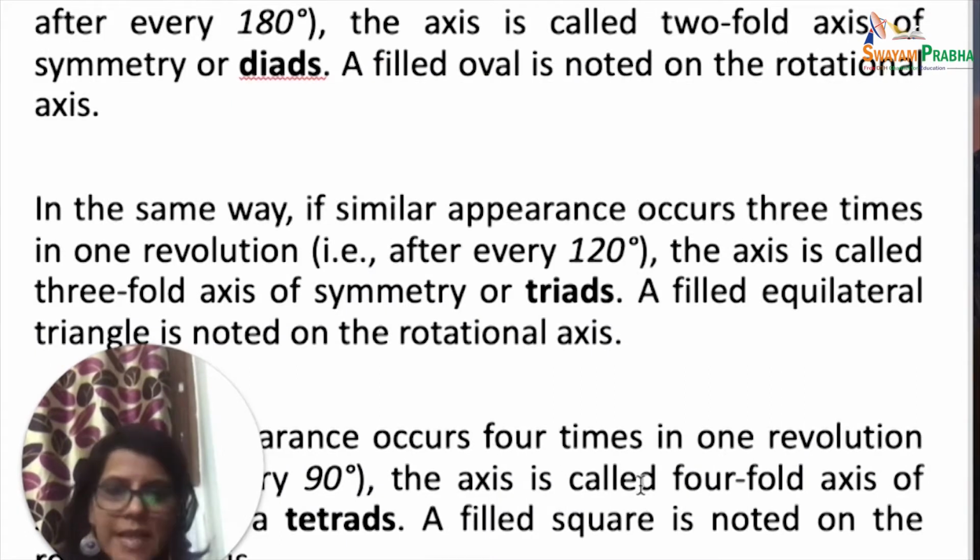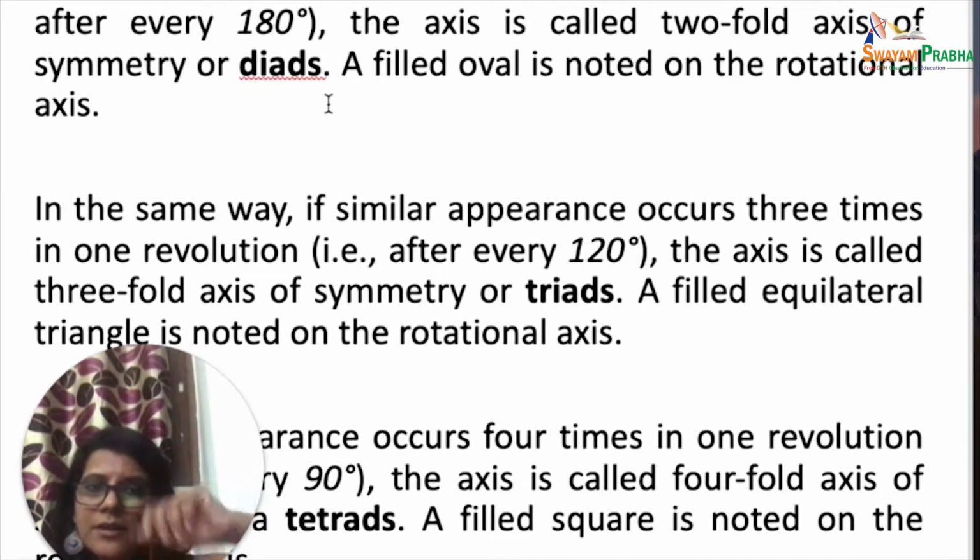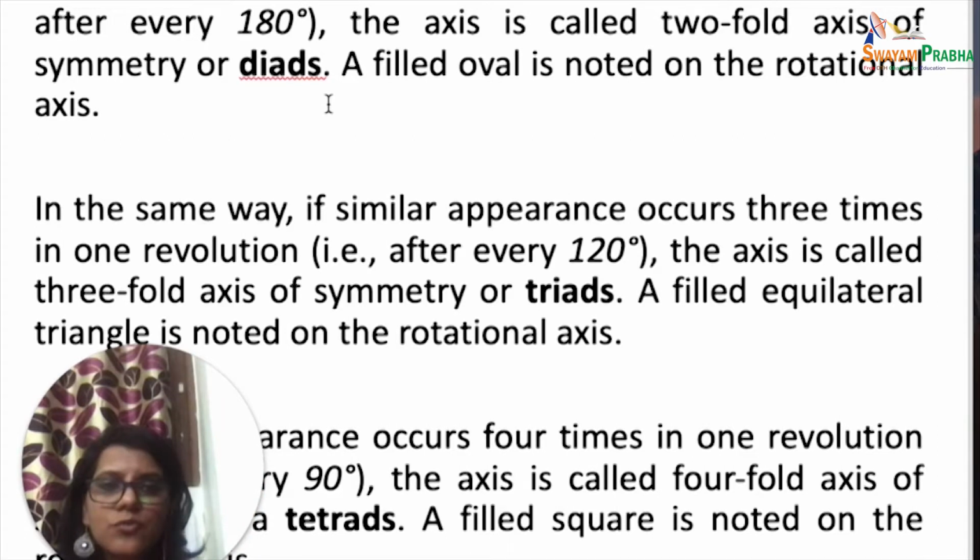Now, this can happen as a twofold symmetry, threefold symmetry. So let's see what is a twofold symmetry. Now, if a similar appearance occurs twice in one revolution, that is every 180 degrees, then it is said to have a twofold axis of symmetry or dyads. So if I imagine a filled oval, then it will have one revolution after 180 degrees, which will give you another and then another. So it has a twofold axis of symmetry.